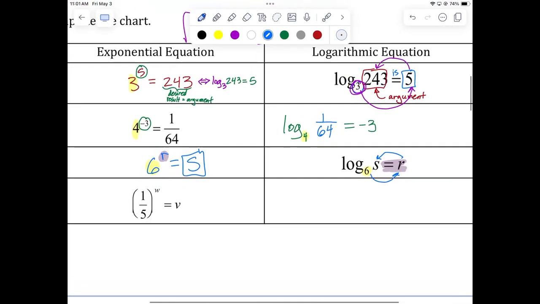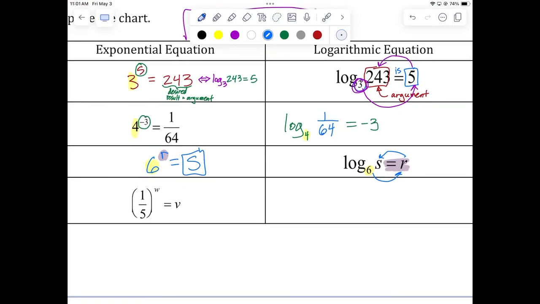All right, one last, let's go from left to right. If I have 1/5 to the w equaling v, then that's an equivalent expression to log base what? What's the base over there? 1/5. Leave a little space. I always like to leave a space and come back and do it last. If the log is the exponent, what's the exponent over here? w. So the log is w. And then what's the desired result? v, that's your argument. So we read that as log base 1/5 of v equals w.